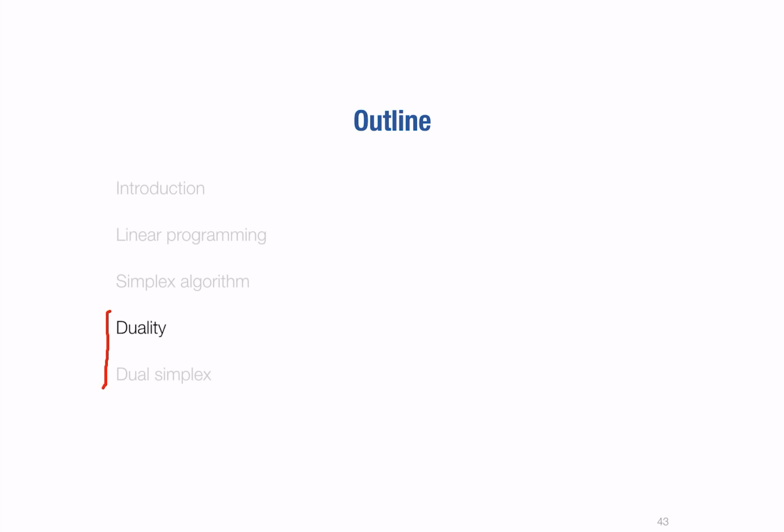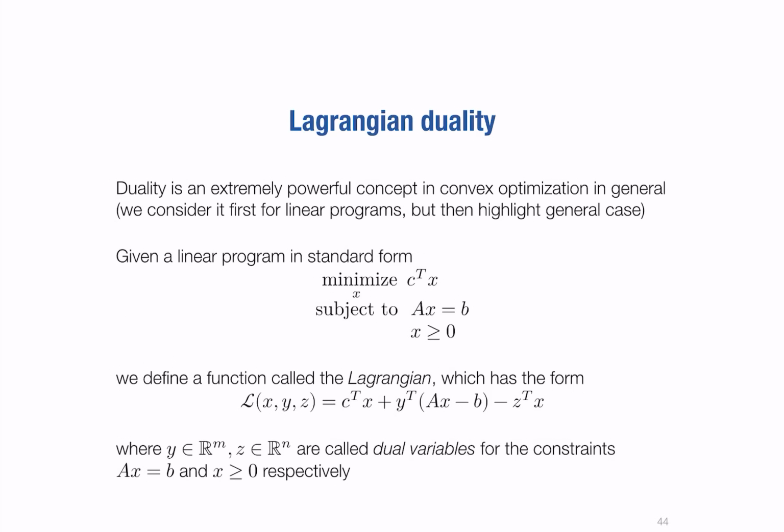Okay, so let's jump right into talking about duality in linear programming. As I was saying, duality is an extremely powerful concept in convex optimization in general. We will consider the general case, but we're really going to focus for the most part on linear programs. So let me introduce this in the following way. Let's say that we're given a standard linear program here. Again, minimize over x, c transpose x subject to the constraints that Ax equals b and x is greater than or equal to 0.